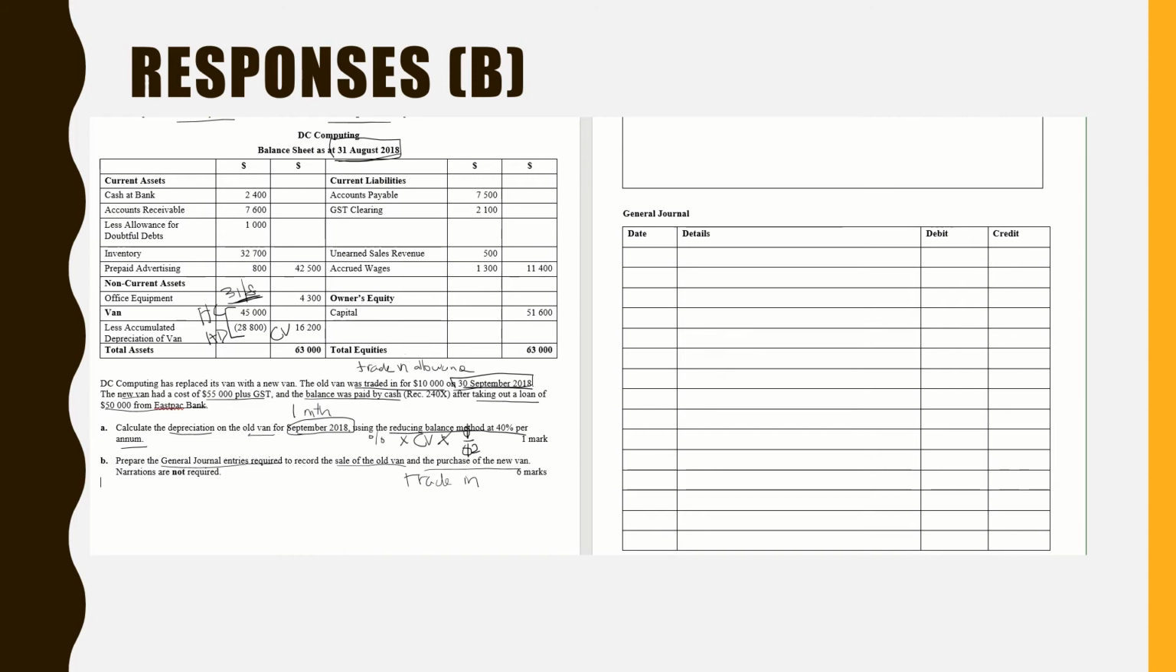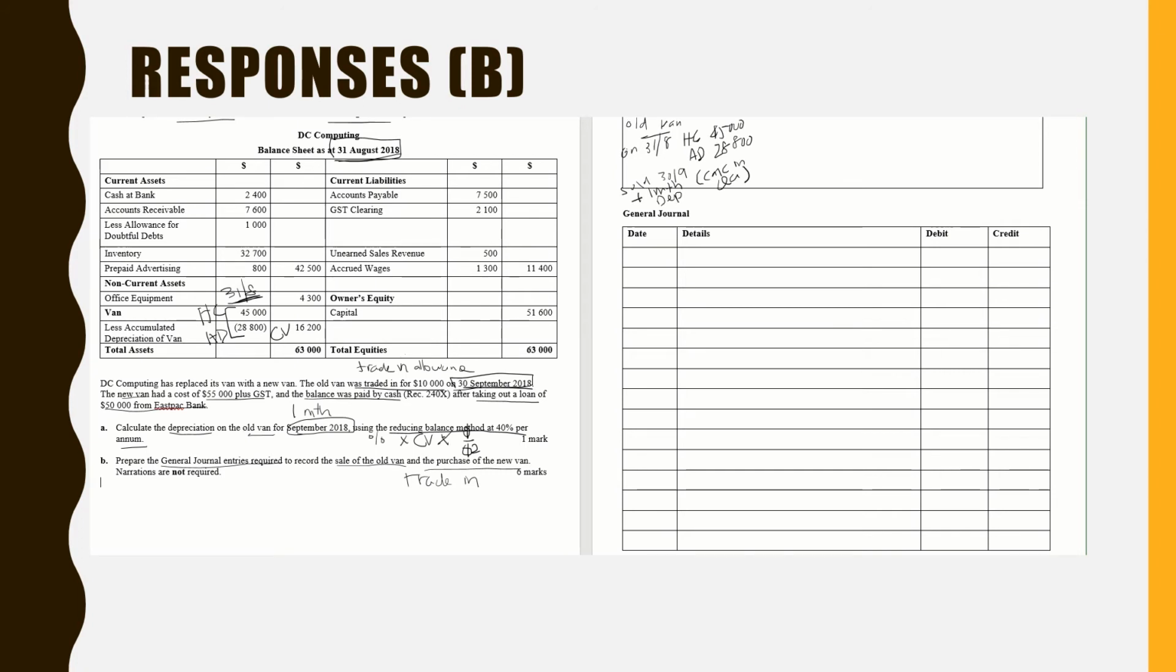So I'm going to use this working space here to highlight some things for us. So the old van, we had, so this is on the 31st of August. The historical cost was 45,000, and we are told that the accumulated depreciation is 28,800. Now remember that we actually sold the asset on the 30th of September, which means we added one more month of depreciation, which we have calculated in question A.